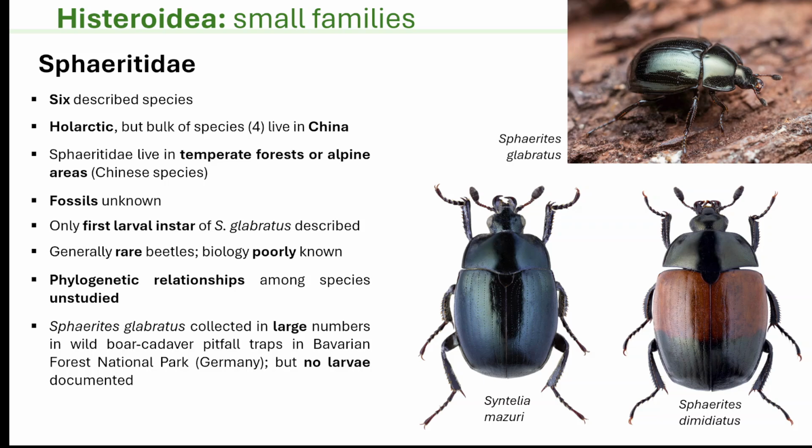Okay, the second small family is Sphaeritids. It has, I think, 7 described species now. This may be a mistake. They are Holarctic, so they are confined to the northern hemisphere. 4 of them live in China, 1 of them lives across the Palearctic, and 1 species lives in North Africa, I think. They are mostly living in temperate forests, or some of the Chinese species also reach the alpine areas.